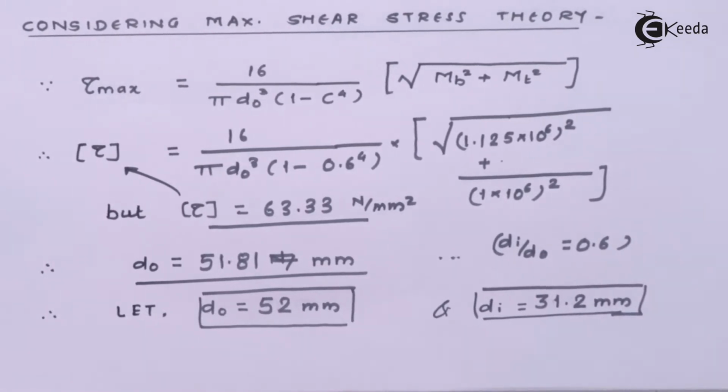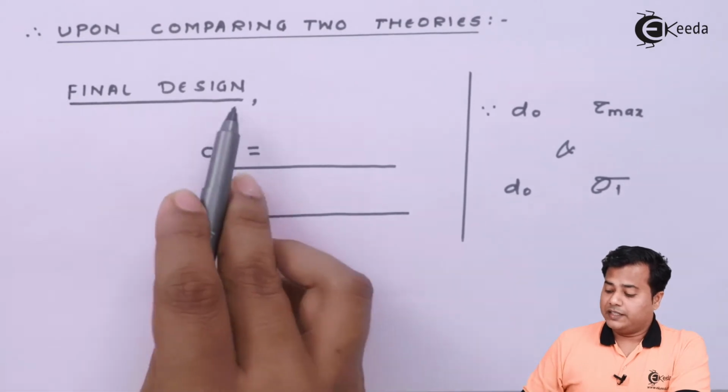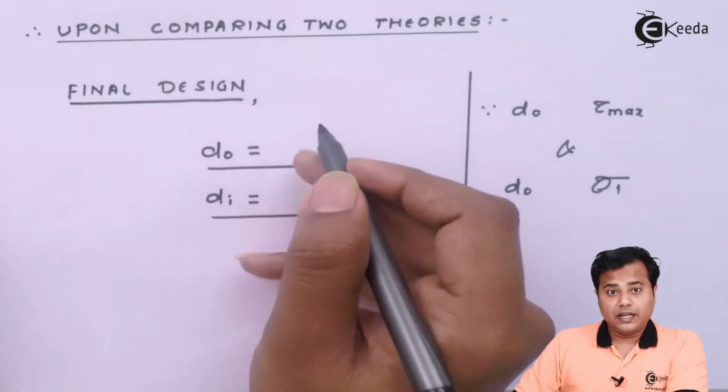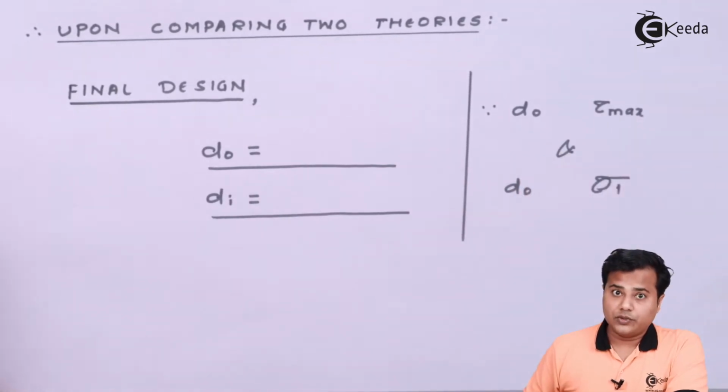But now we have got two sets of values for inner diameter and outer diameter. So for the final selection, upon comparing two theories, the final design says that the outer diameter and the inner diameter are based on this particular logic. Let us try to understand this.